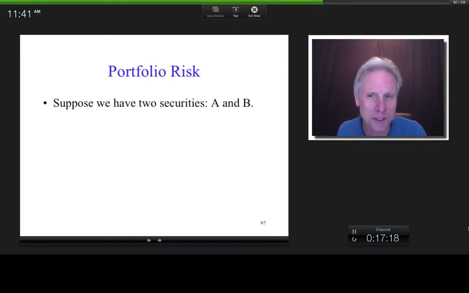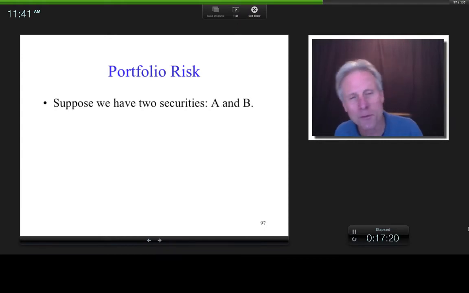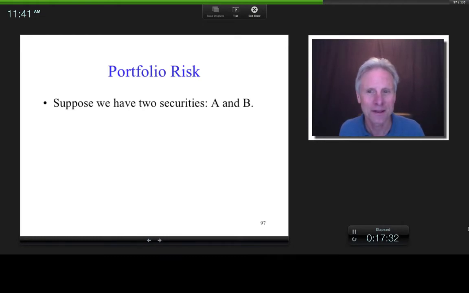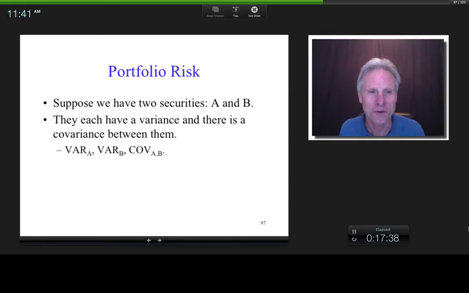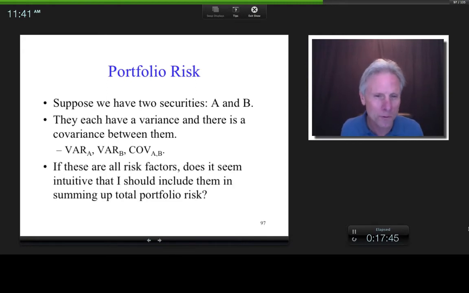So let's say we have two securities, security A and security B. Does A have a variance? It does, right? Does B have a variance? It does, right? And is there a covariance between A and B? There is, right? And so if those are all risk factors, does it seem intuitive or reasonable that I should or should not include them as part of total portfolio risk?